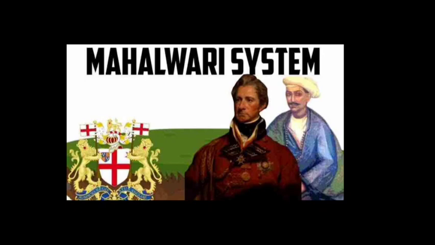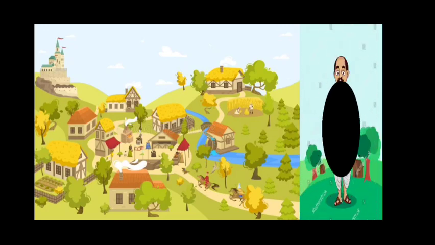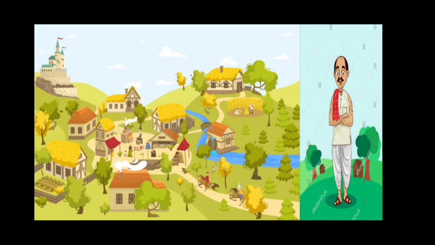In this Mahalwari system, the tax to be collected was not permanent. They could revise the tax according to the situation. So you can just see a group of villages come together, and the headman will collect the revenue from all the villagers.